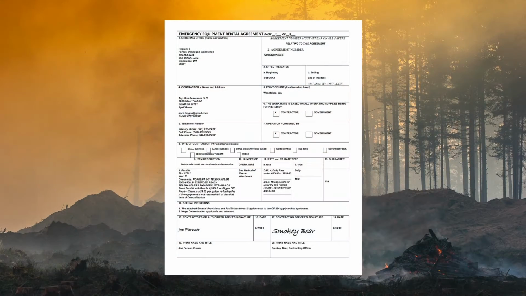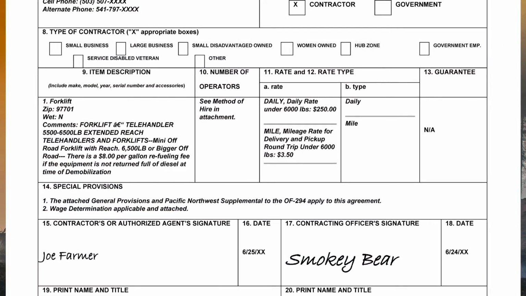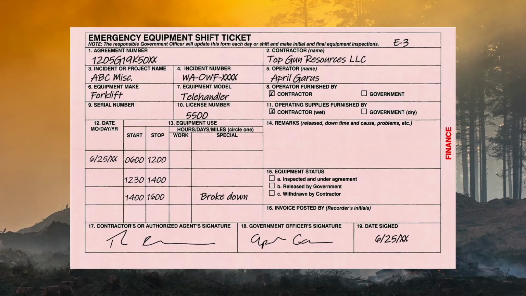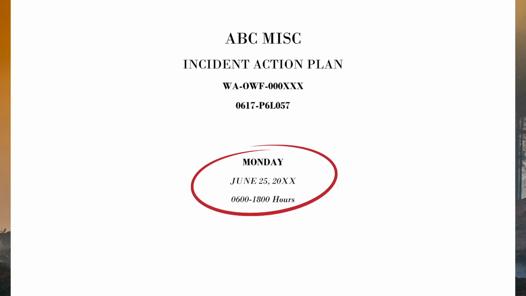Here's another example using an EERA instead of an IBPA agreement. The EERA was written for a forklift. The daily rate on the EERA is found under Block 11, Rate. The shift ticket shows the forklift was out of service from 1400 to 1600 for a total of 2 hours. The IAP shows the operational shift was 12 hours.